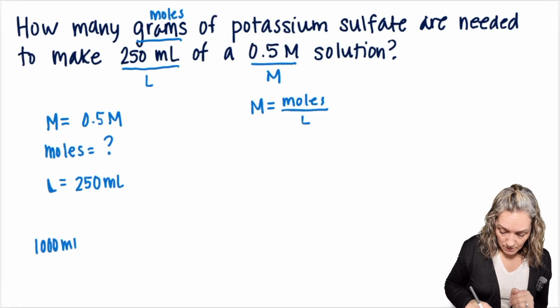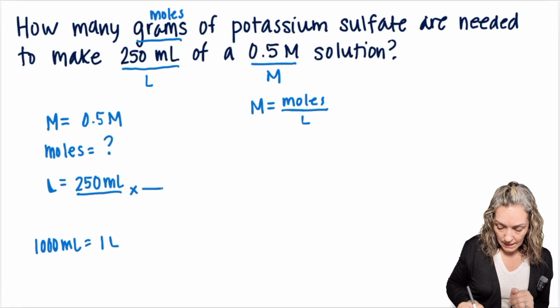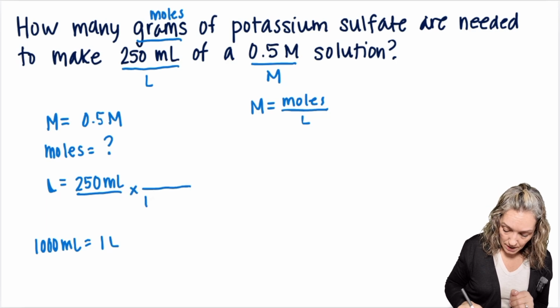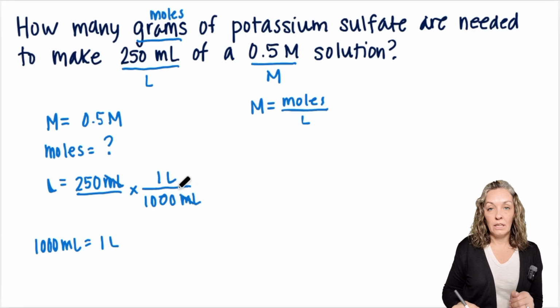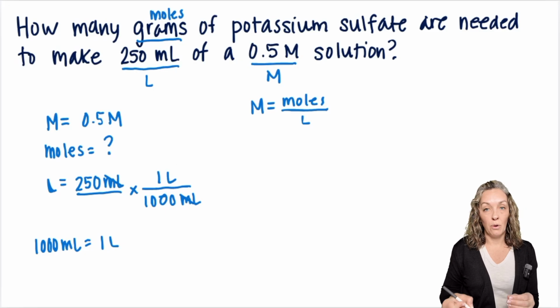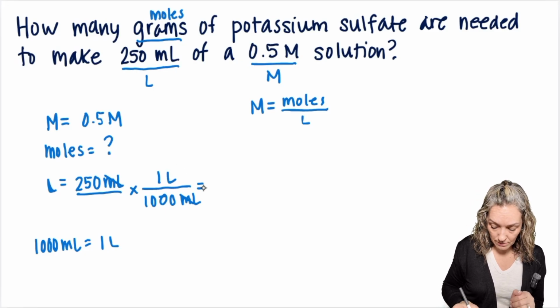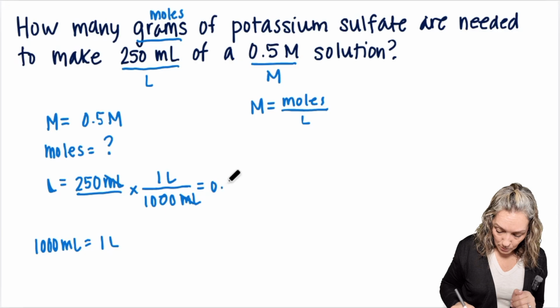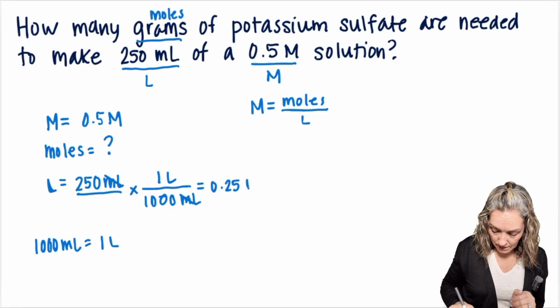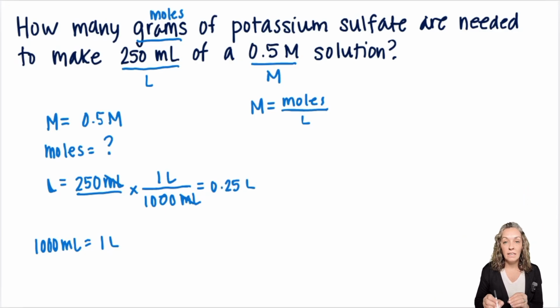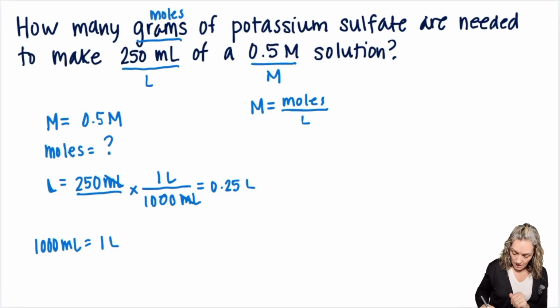There are 1,000 milliliters in 1 liter, so I can use my dimensional analysis to set this up. I have 1,000 milliliters on the bottom so that my units cancel out, and 1 liter on the top. Remember, the top and the bottom always have to be equal to each other in terms of volume. That gives me 0.25 liters. Now that I have everything in the right unit, I'm ready to substitute in and solve.